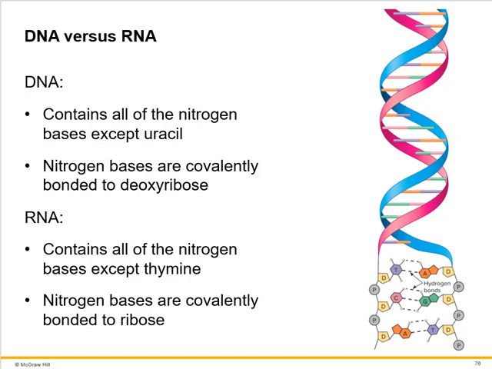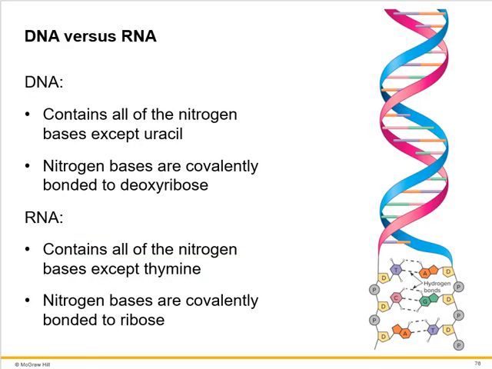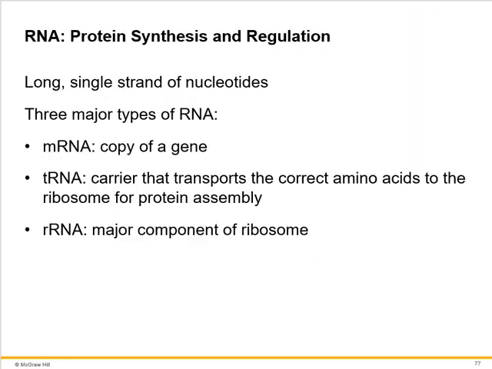So DNA contains all of the nitrogen bases except uracil, and RNA contains all the nitrogen bases except thymine. Nitrogen bases are covalently linked to deoxyribose, which is the sugar. Nitrogen bases are covalently linked to ribose in RNA. So you can see if you look at the strand, it's like sugar, phosphate, sugar, phosphate, sugar, phosphate, sugar, phosphate. And the nitrogen bases are held in the center, and they're held together by hydrogen bonds. So that's a little bit about differences between DNA and RNA.